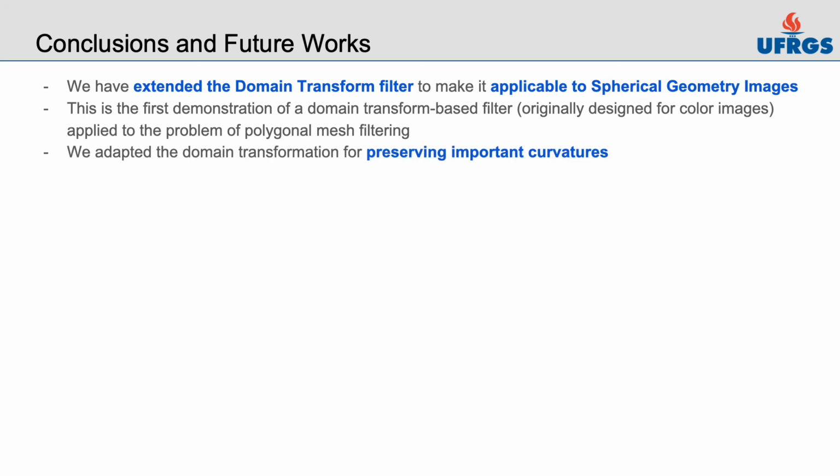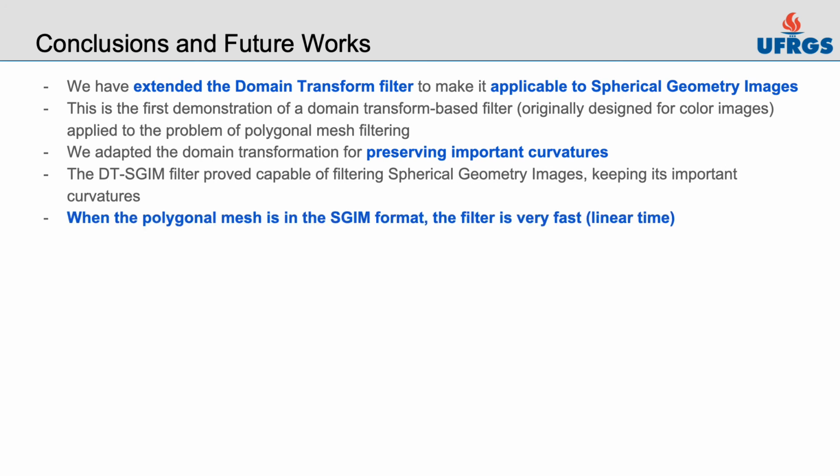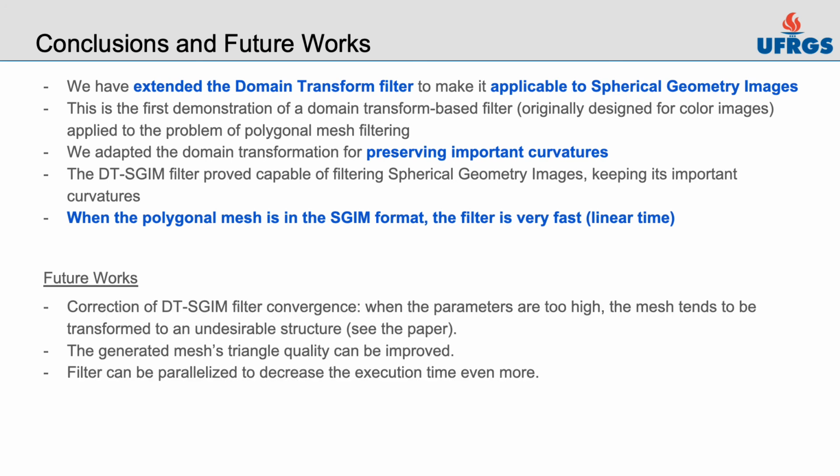We adapted the domain transformation for preserving important curvatures. Our filter proved capable of filtering spherical geometry images, keeping its important curvatures. And finally, when the polygonal mesh is already a spherical geometry image, the filter is very fast, providing results in linear time. As future works, we can improve the filter convergence and the quality of the mesh triangles. Our filter can also be parallelized, which would decrease the execution time even more.